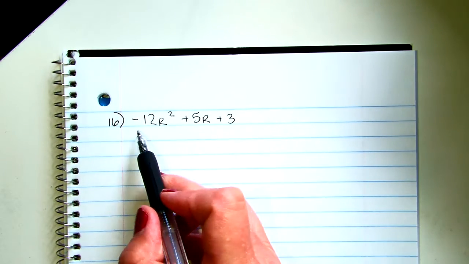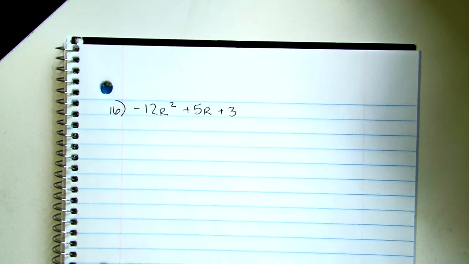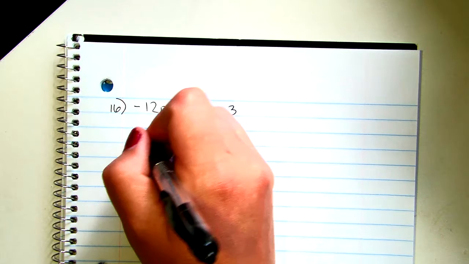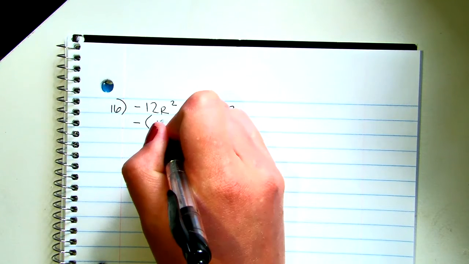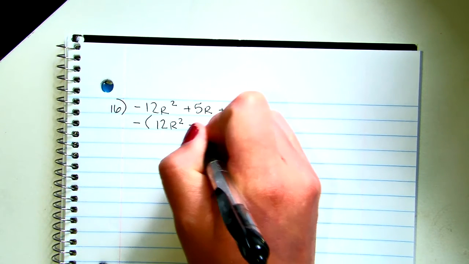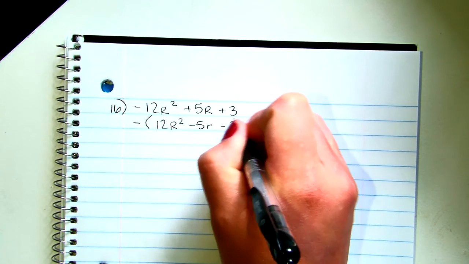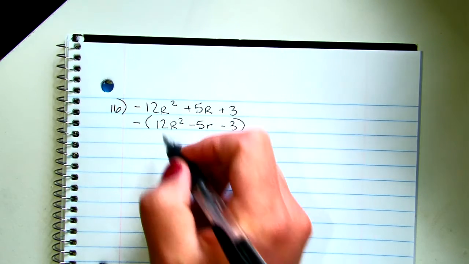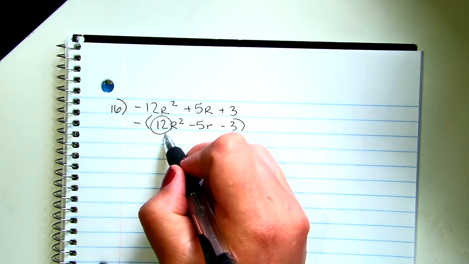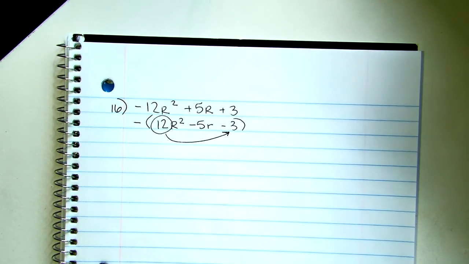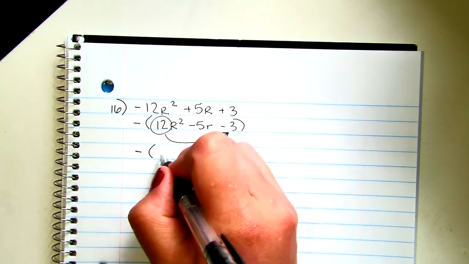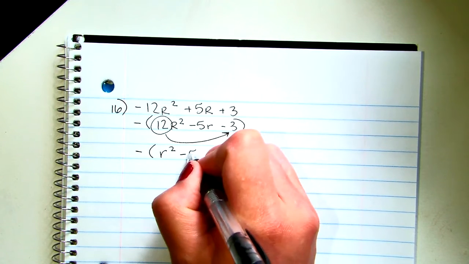Now, I'm going to go ahead and first take out this negative. That's going to make my life a lot easier. So I'm going to take out a negative, and that's going to leave me with 12r squared minus 5r minus 3. Now, I'm going to go ahead and multiply my 12 over to the 3, leaving me with r squared minus 5r, and then that's going to be minus 36.